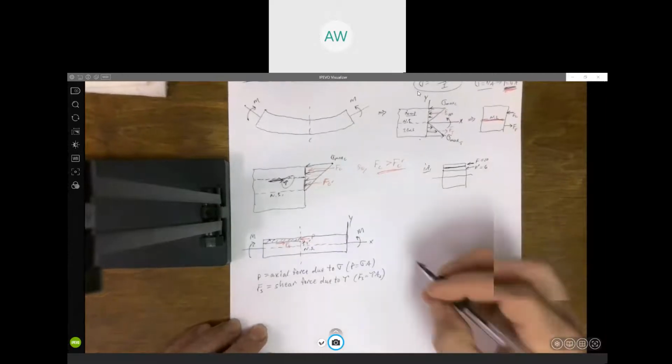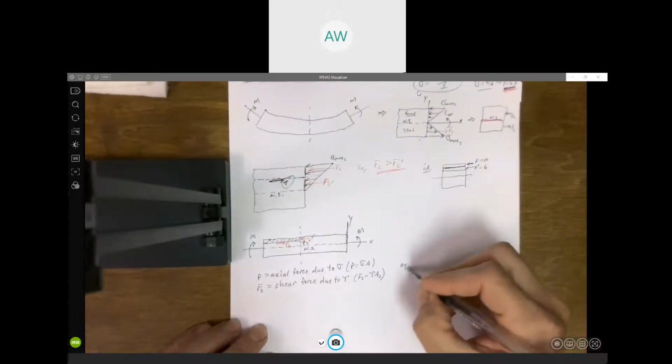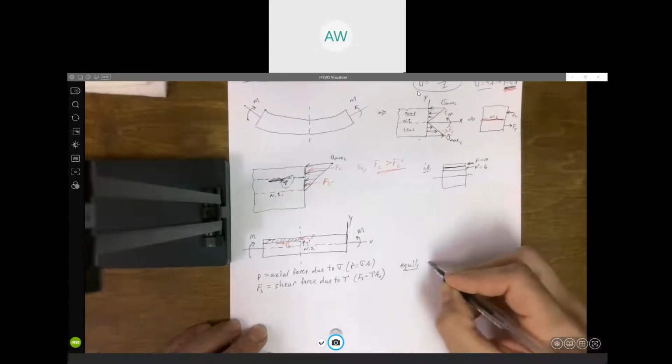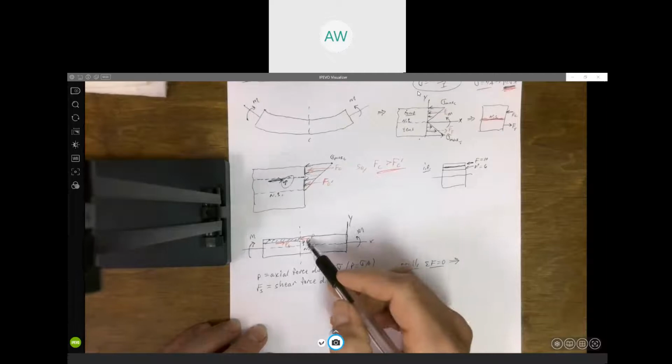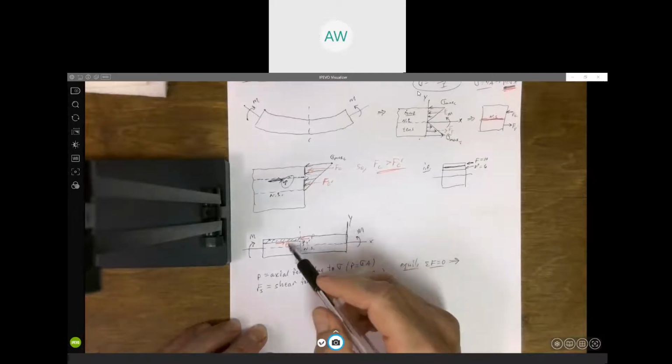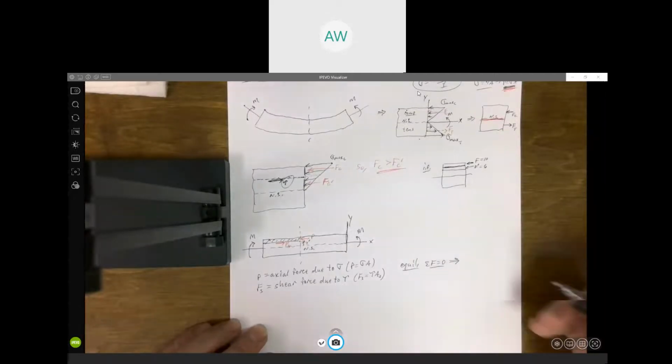Now I know this thing's in equilibrium, so the force has got to be zero. So whatever this compressive force P and the shear force Fs are, they've got to be equal.